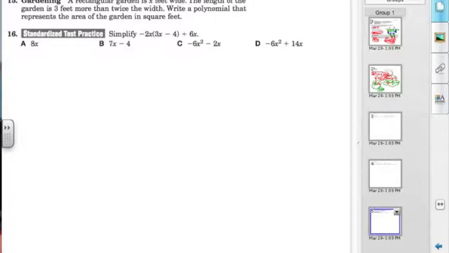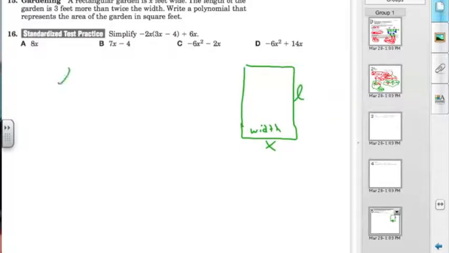Number 15. We have a rectangular garden is x feet wide. So again, it's a geometrical problem. Draw yourself a shape. It's x feet wide. So here's the width. The length of the garden, so obviously we have L. The length of the garden, L equals 3 feet more than, so 3 feet more than. So that must mean plus 3. 3 feet more than twice the width. Twice the width. All right, I'm going to write a polynomial that represents the area of the garden.